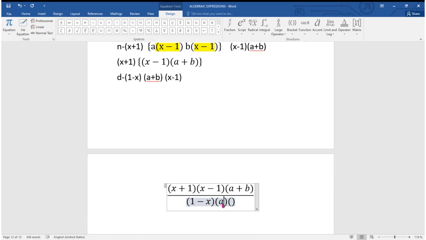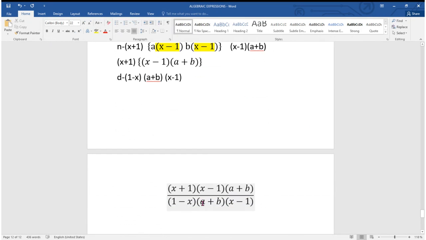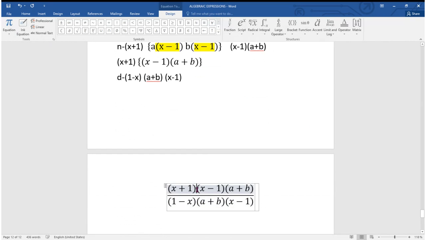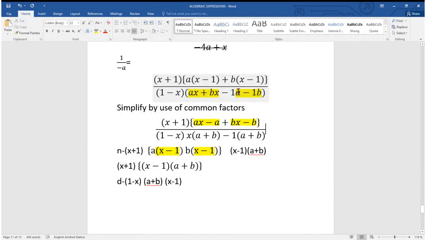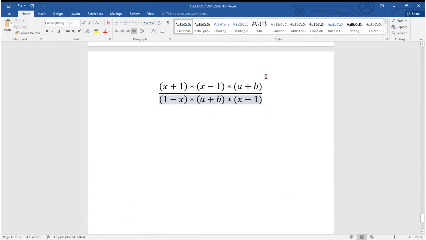1 minus x, a plus b, and then finally I have x minus 1. Now this is multiplication. Remember, in between the brackets here, we are multiplying. Let me add it so that you can see this multiplication. In the assignments I gave, I think somebody was cancelling even where there is addition. You cannot cancel where you have addition. Anywhere we have addition, you cannot cancel. You have to make sure it is multiplication.